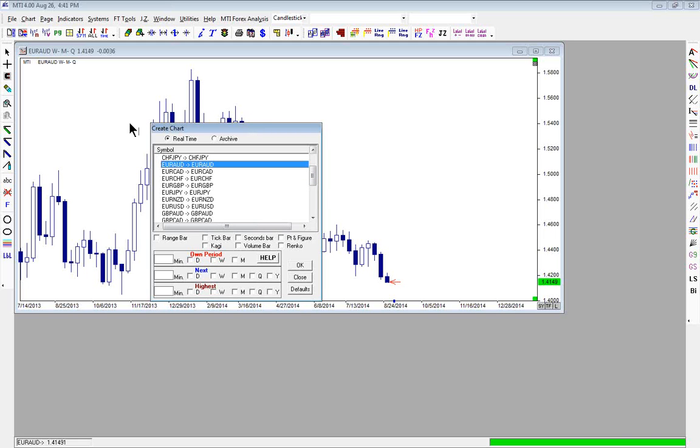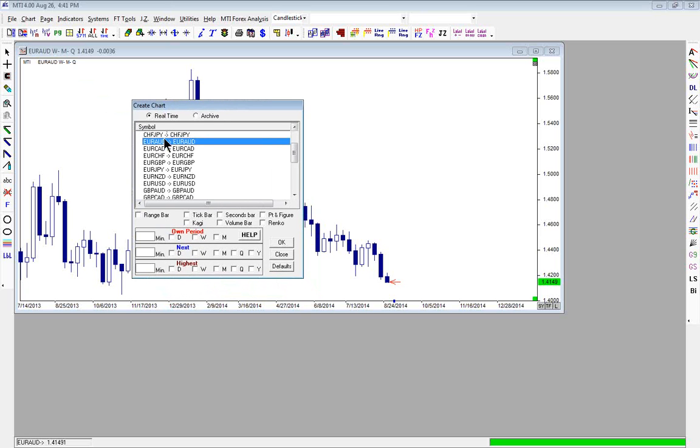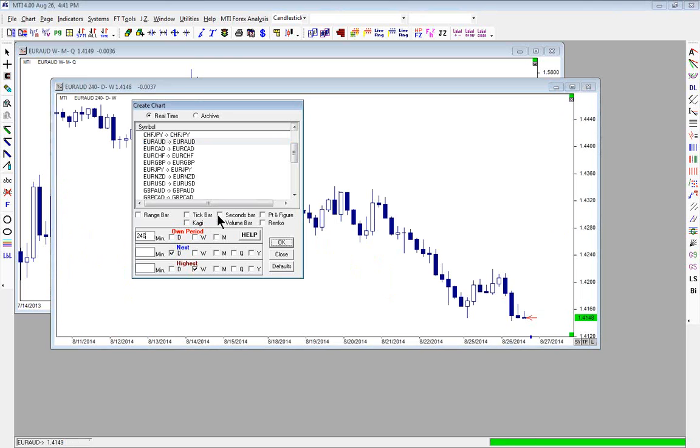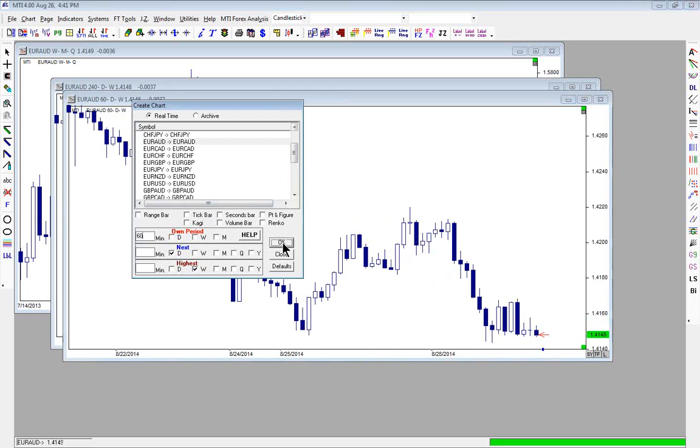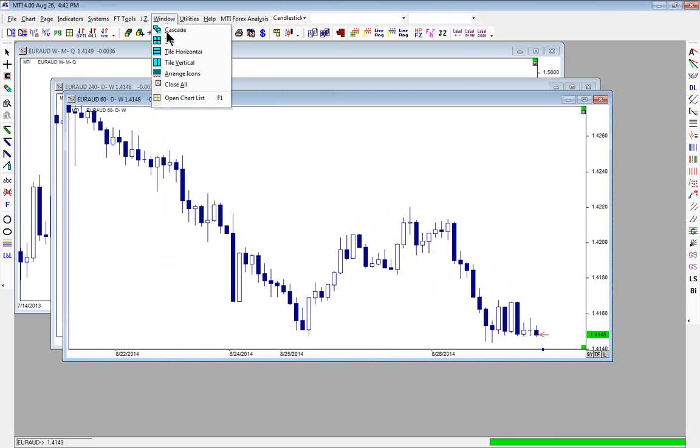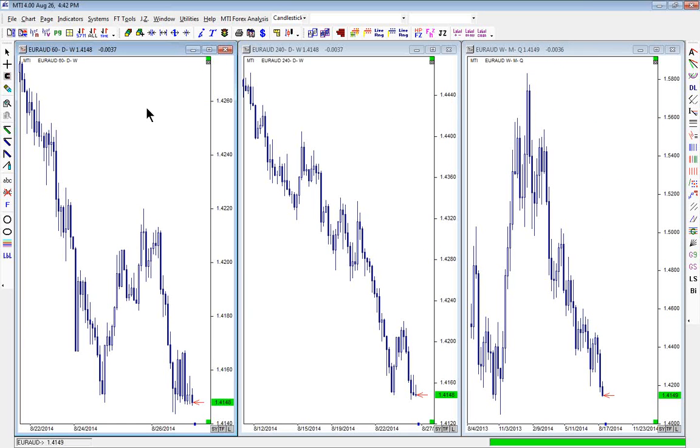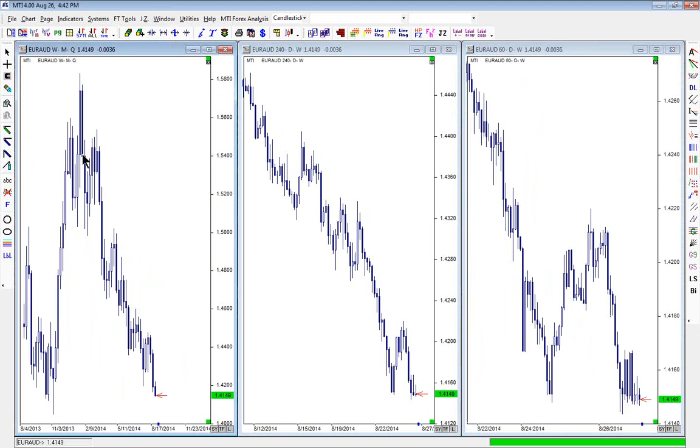So we've got a weekly time frame here for this Euro-Australian currency pair. And then we're going to be opening up a 240-minute time frame, which is a 4-hour chart. And then a 60-minute time frame, which is a 1-hour chart. So I'll open up 3 time frames for this currency pair, and I'll order them from left to right. The largest time frame on the left, because our eyes go from left to right, our largest time frame to the left, smaller time frame, smallest time frame.